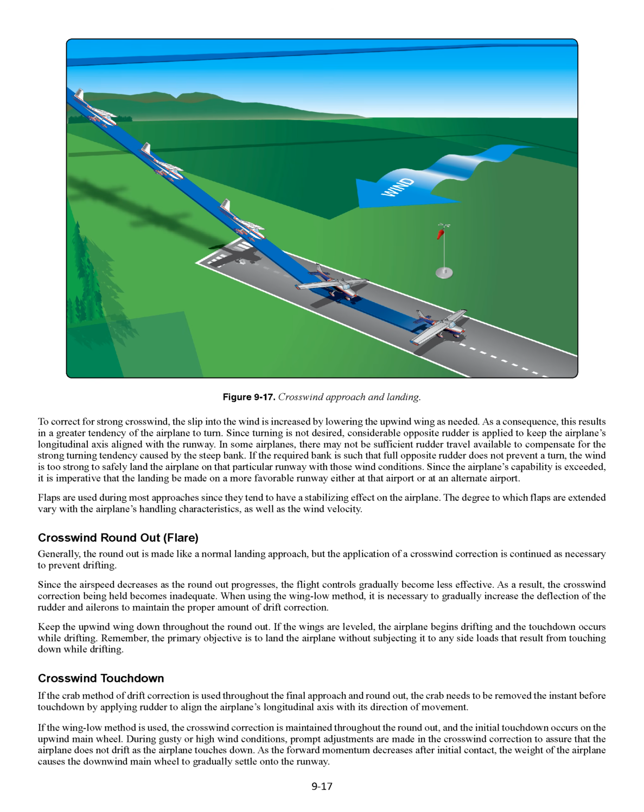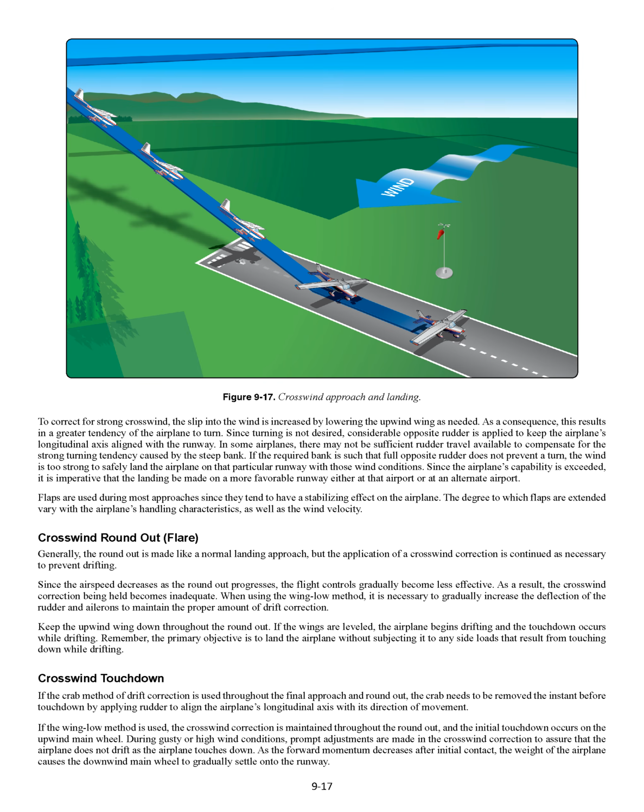As a consequence, this results in a greater tendency of the airplane to turn. Since turning is not desired, considerable opposite rudder is applied to keep the airplane's longitudinal axis aligned with the runway. In some airplanes, there may not be sufficient rudder travel available to compensate for the strong turning tendency caused by the steep bank. If the required bank is such that full opposite rudder does not prevent a turn, the wind is too strong to safely land the airplane on that particular runway with those wind conditions. Since the airplane's capability is exceeded, it is imperative that the landing be made on a more favorable runway either at that airport or at an alternate airport. Flaps are used during most approaches since they tend to have a stabilizing effect on the airplane.